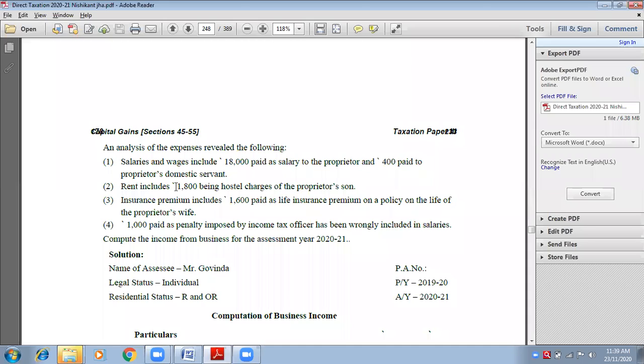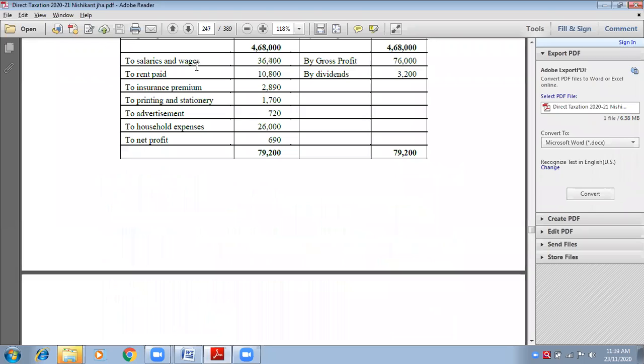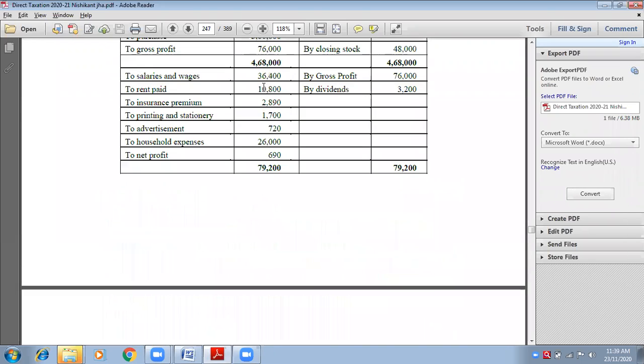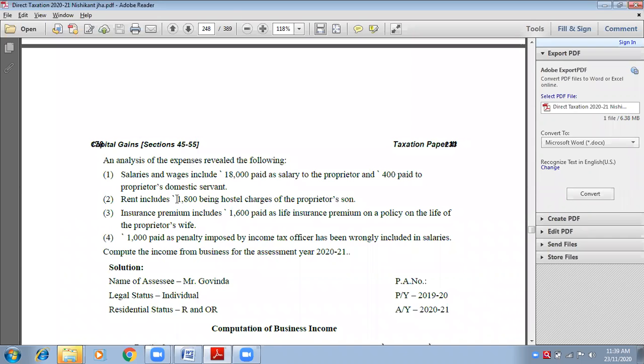Rent was given as 10,800. See, rent paid is 10,800. It can be related to your factory, office, company. It can be related, so therefore we will have to understand through the adjustment. See, 1,800 rent is paid for hostel charges of the proprietor's son.